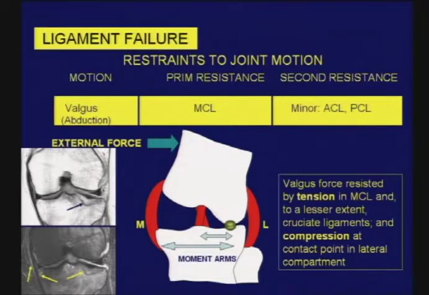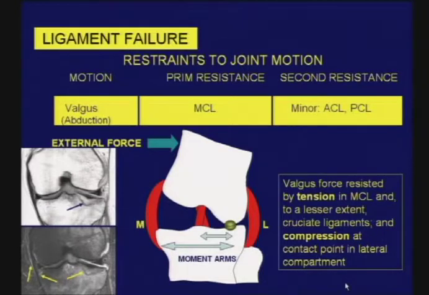So let's look at the drawing in this particular slide, and you can see I'm illustrating a valgus motion to the knee. In the normal situation, there is contact both on the medial and lateral femoral tibial compartments. When we go to a valgus injury, the point of contact is shifted to the lateral side. This is where compression occurs.